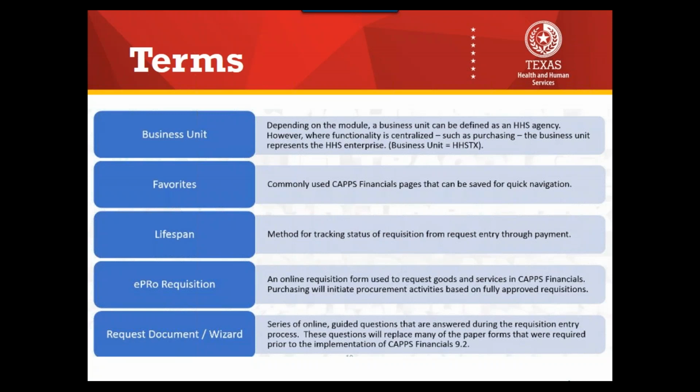ePro Requisition. ePro stands for Electronic Procurement Requisition. Sometimes you may hear ePro Entry. That is basically your online requisition form that we're going to be teaching you today. Request Document Wizard. You will be asked a series of questions, which are called the wizard questions, about your procurement. The answers to those questions will be created and turned into a request document that gets added to your requisition.